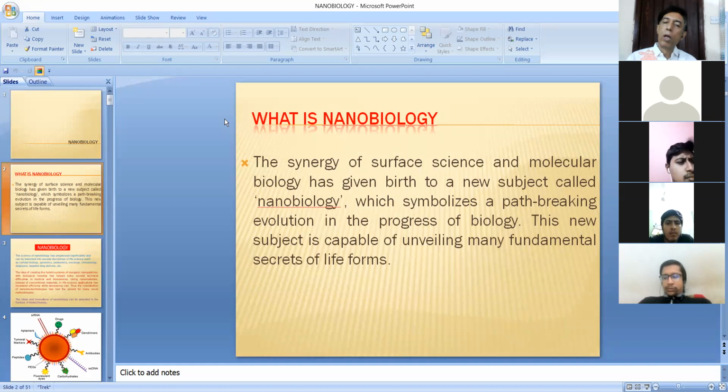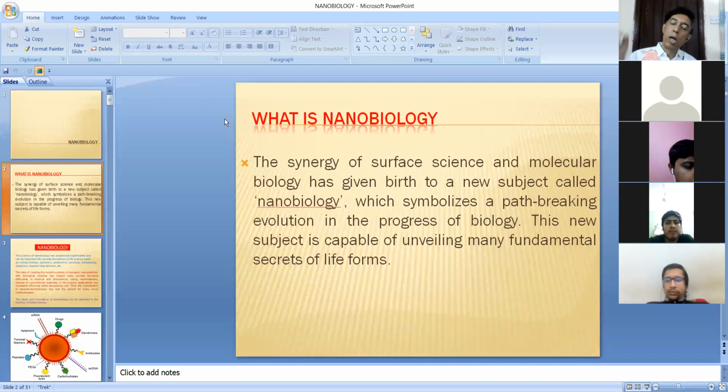So everything, say for example, our heart. What will be the size of our heart? At best this size. But how complex is its working? They all are working in nano level.